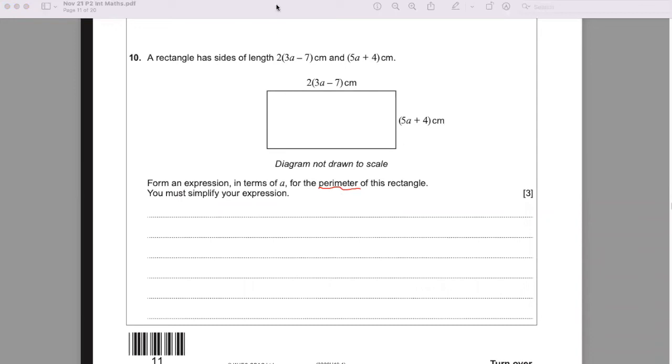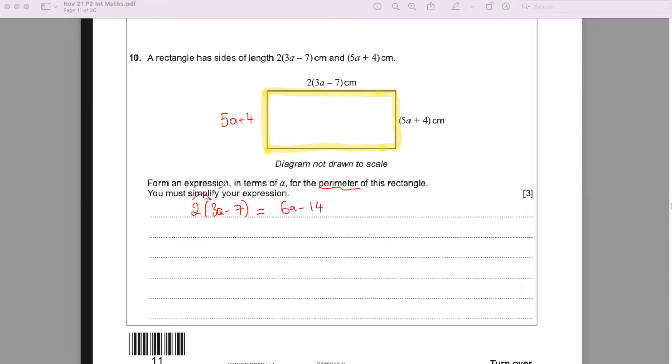So perimeter is the distance around the outside. You go around all the edges and you just add them. Literally, that's all you're going to do with your algebra here. On this side here, it will be exactly the same, 5a plus 4. The 2 times 3a minus 7, I would advise just to expand it first before we actually add them. So if you expand it, it will be 6a minus 14.